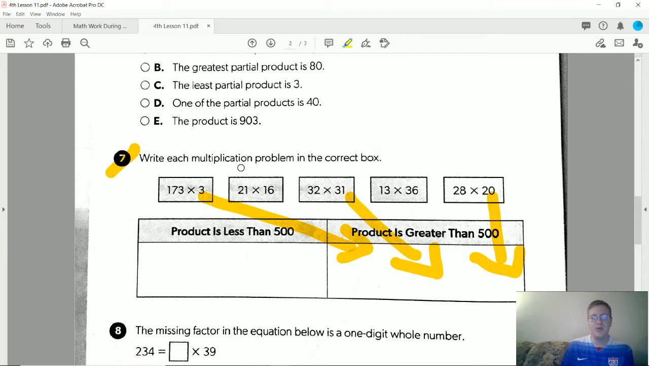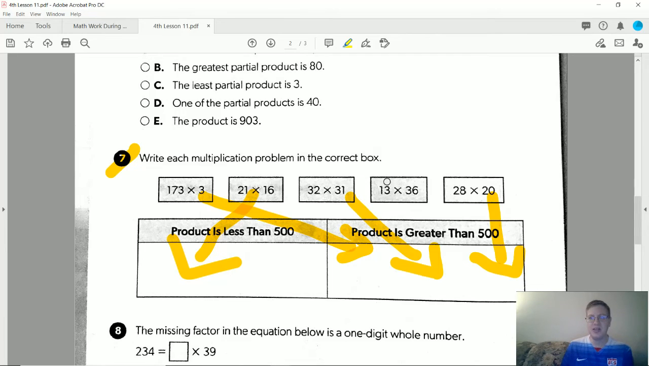So if I were to estimate this, and I say I'm doing 20 times 10, I'm going to get 200, and then 20 times 6, I'm going to get another 100. But what I have left over is not going to be enough to make it up to 500. I'm going to be in the middle 300s for this one. So that's going to be less than.